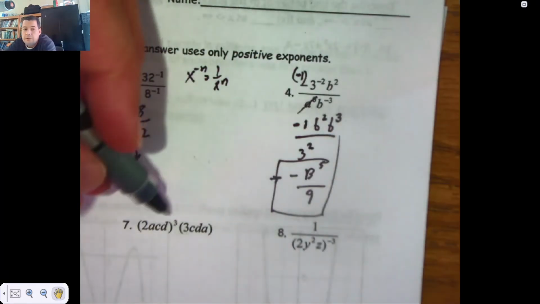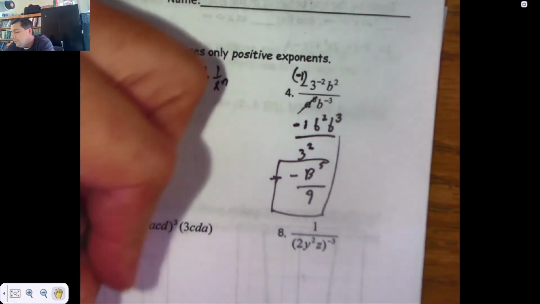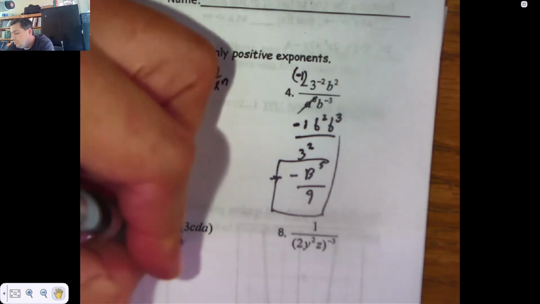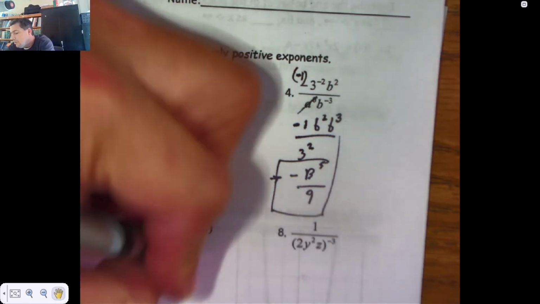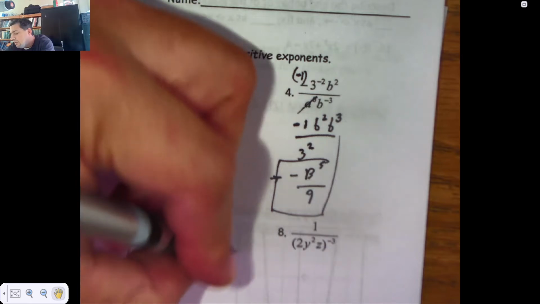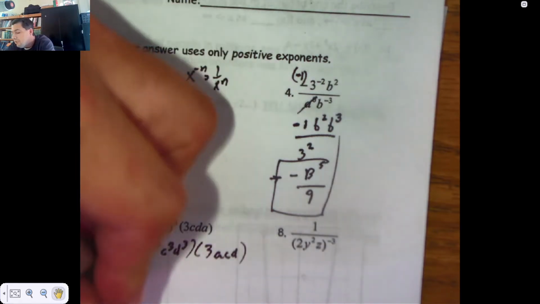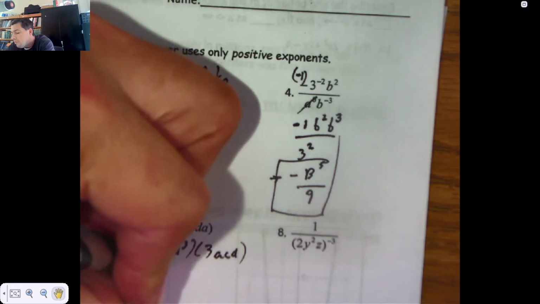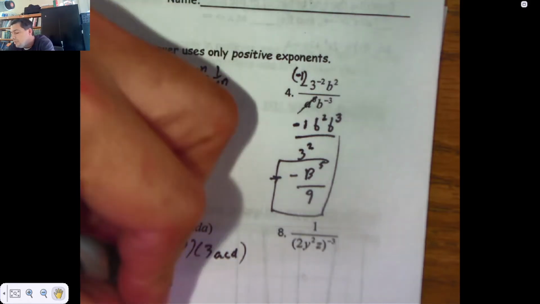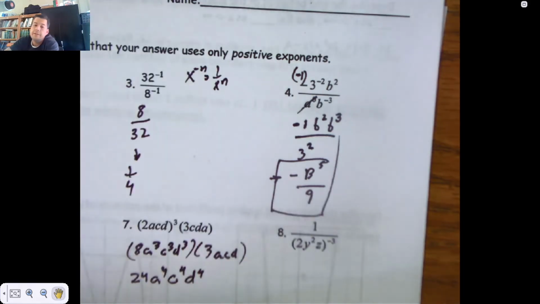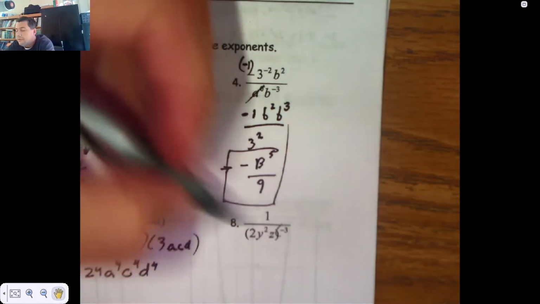Number 7, you should cube each piece before you multiply. 2 cubed is 8. A cubed, C cubed, D cubed. And then you're going to multiply it by 3, A, C, D. I'm just putting in the same order as the first piece. 3 times 8 is 24. A cubed times A is A to the fourth. C cubed times C is C to the fourth. D cubed times D is D to the fourth. Done.